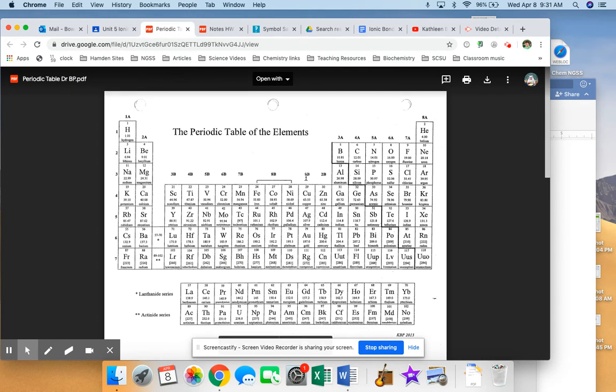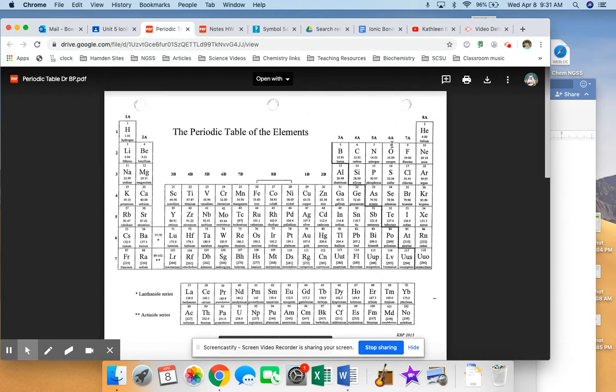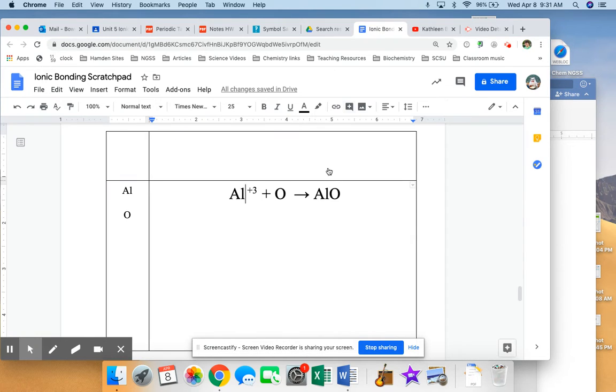Al is in the 3A column, so Al is going to have a +3 charge. Remember, make that little. +3 charge. And O is in the 6A column, 6 electrons. It needs 2 more, so each O is going to have a -2 charge.